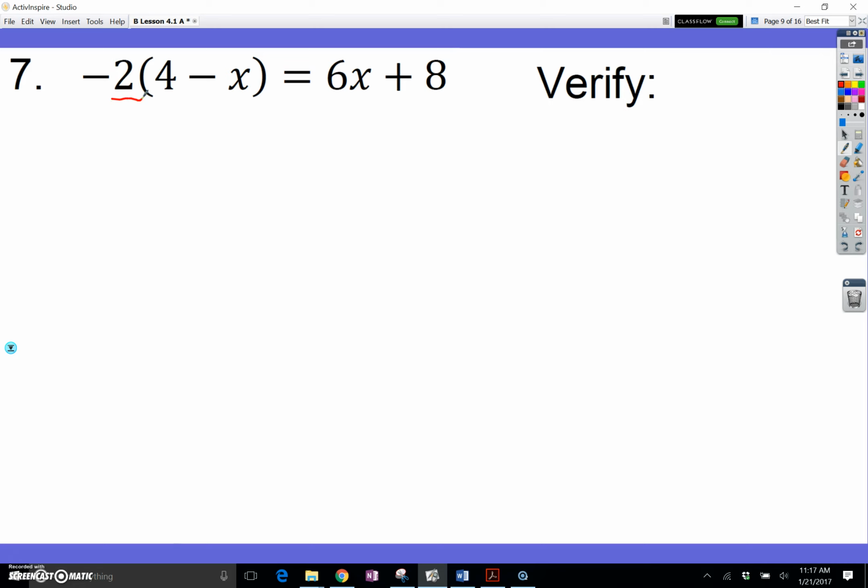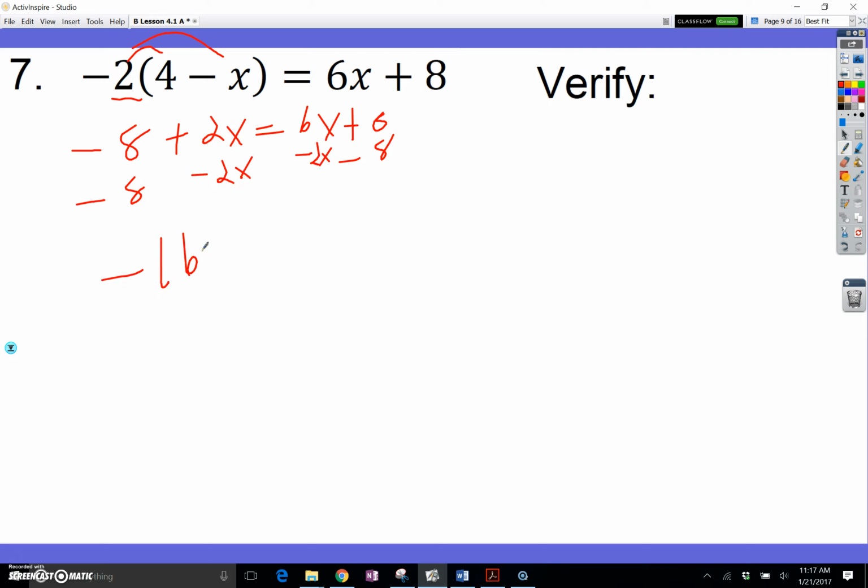So I'm going to distribute the negative 2. This will be negative 8 plus 2x is equal to 6x plus 8. I'm going to minus 8 on both sides, and minus 2x on both sides. Now it's going to give me negative 16 is equal to positive 4x. I'm just going to divide each term by 4. This is going to give me x equals negative 4.